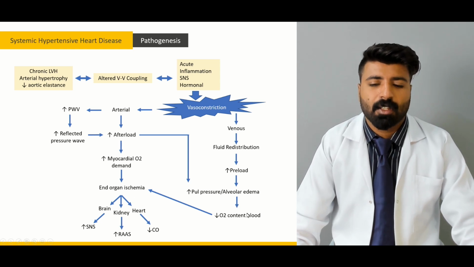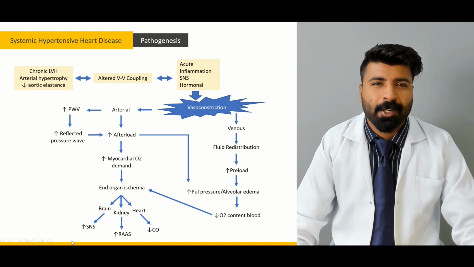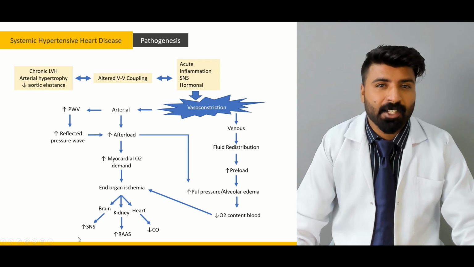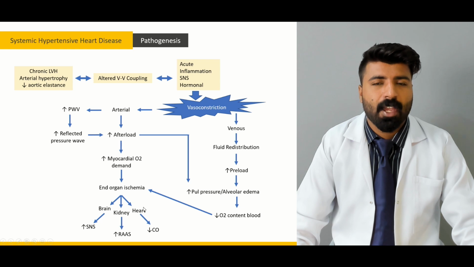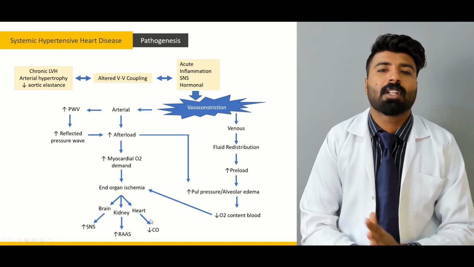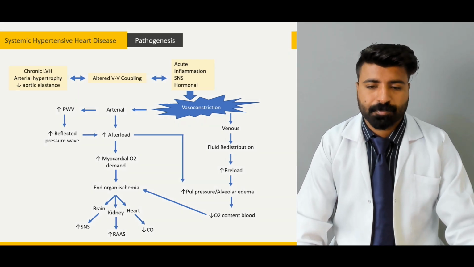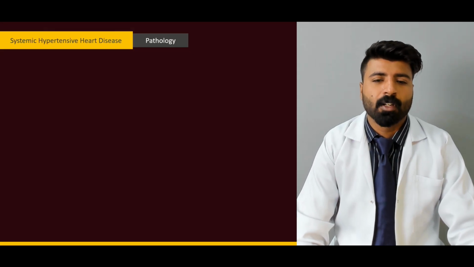But in the venous structures, when the oxygen content of the blood goes down, which organs get affected? All of these. They have a bigger role in affecting these organs. And we all know the brain is going to increase its sympathetic tone, the kidneys are going to increase their renin-angiotensin system, and the heart is going to reduce its cardiac output. I hope you got the point of it.